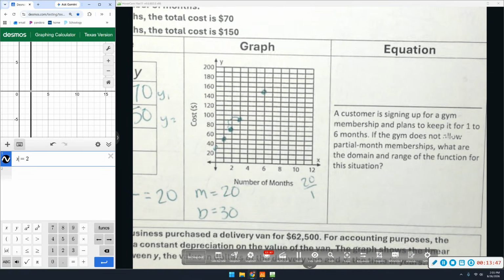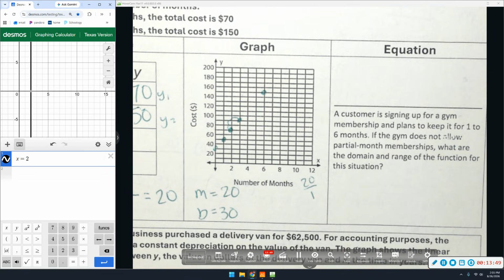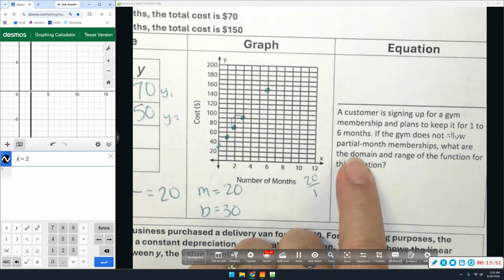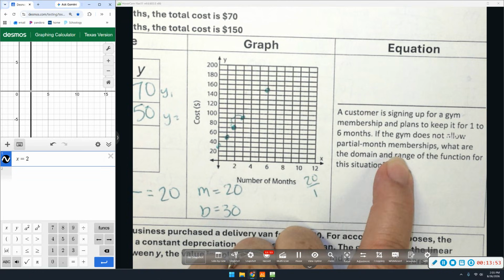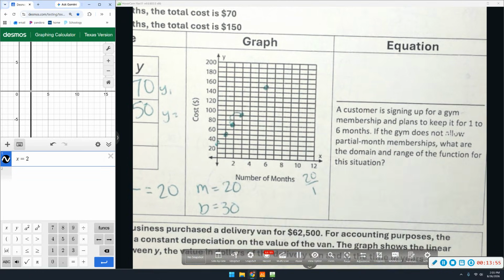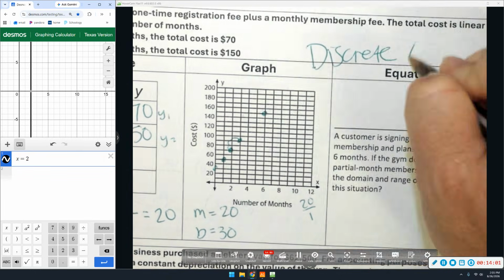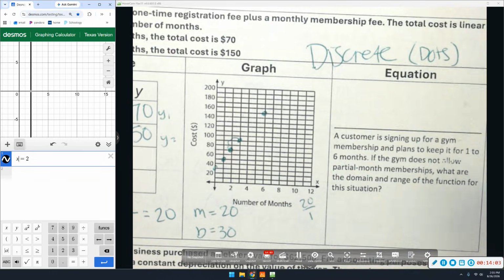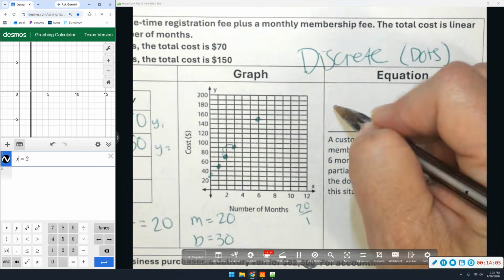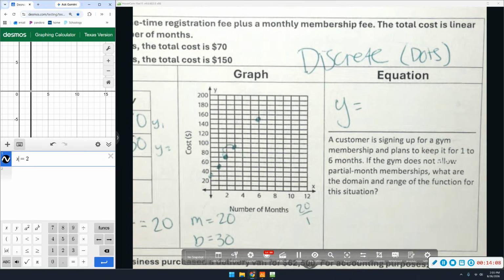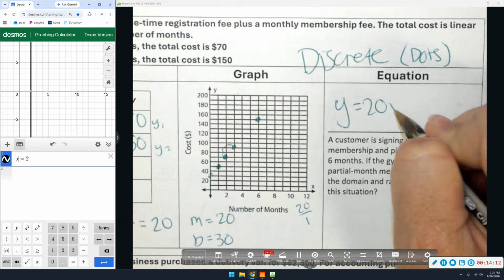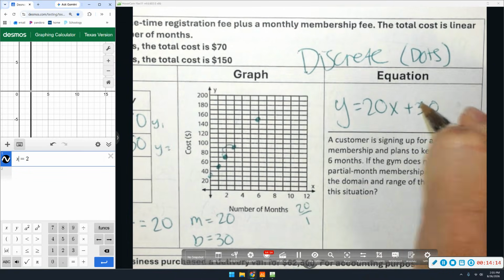Now, we are not connecting our dots here because it tells us that you cannot have a partial month membership. So in between 1 and 2 doesn't make sense, so we can't connect the dots. So this is what we call a discrete graph, which is dots only. And we have enough information to write our equation. What is my slope? 20. What goes after slope? Plus 30. Good job.